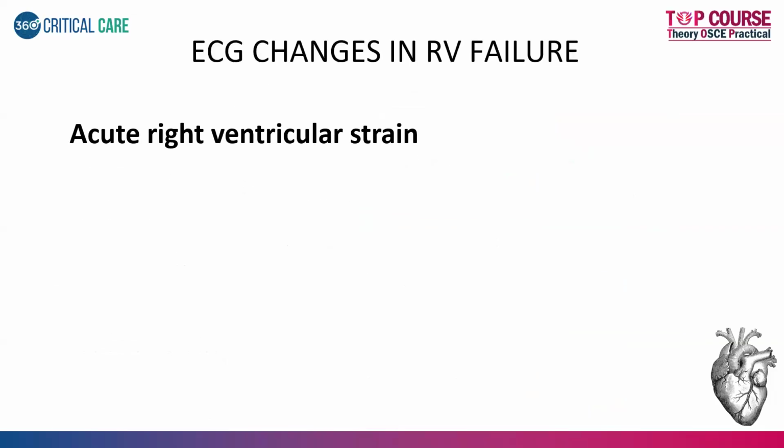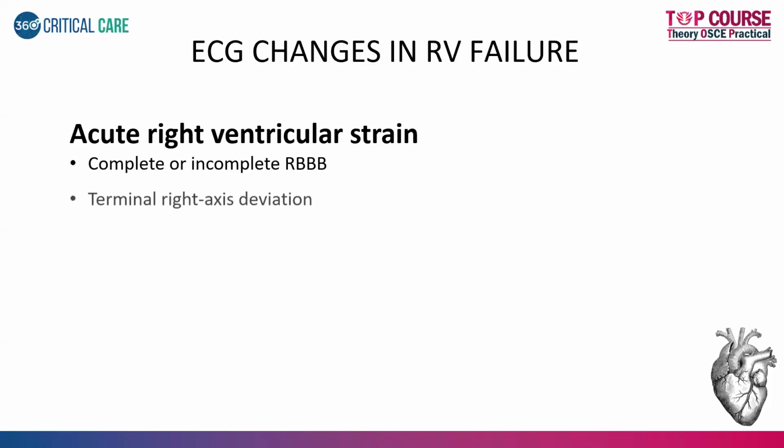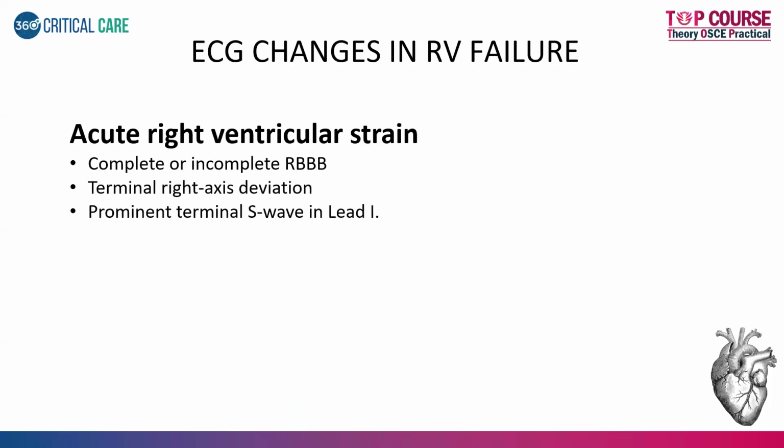What are the ECG changes which are seen in RV failure? As I've told you earlier, ECG changes are something to help us understand the acuity of the event. What I mean by acuity is whether it is due to an acute event like pulmonary embolism or a chronic event like pulmonary hypertension causing RV failure. So what are the signs of acute right ventricular failure which are seen in an ECG? Complete or incomplete RBBB, terminal right axis deviation, prominent terminal S wave in lead 1, and a prominent S wave in V6. So usually what is seen is there is no S wave in V6. So if you see this, then probably you need to think there is an acute right ventricular strain.